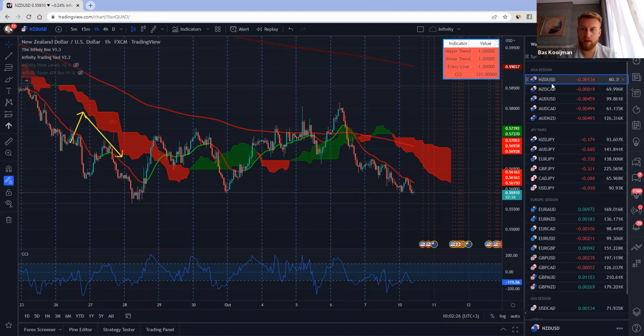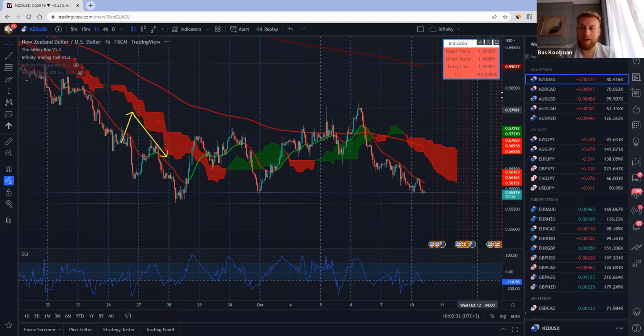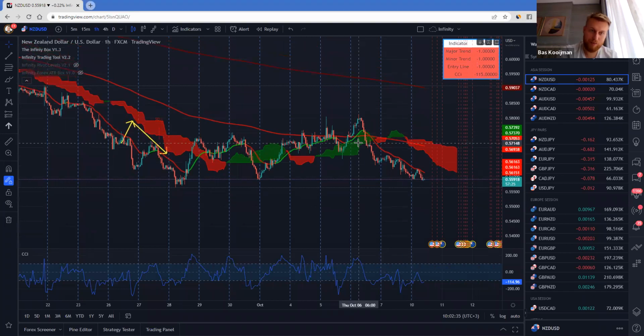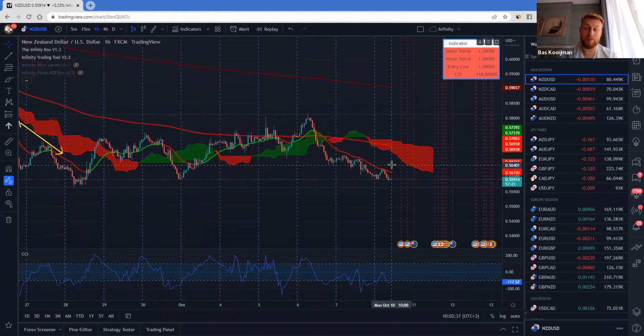So NZD is one of the pairs that has been dropping since last Thursday. We are in a downtrend. I have to get used a little bit back to the normal charts, which is what I, for now, will keep working on for the Monday session.